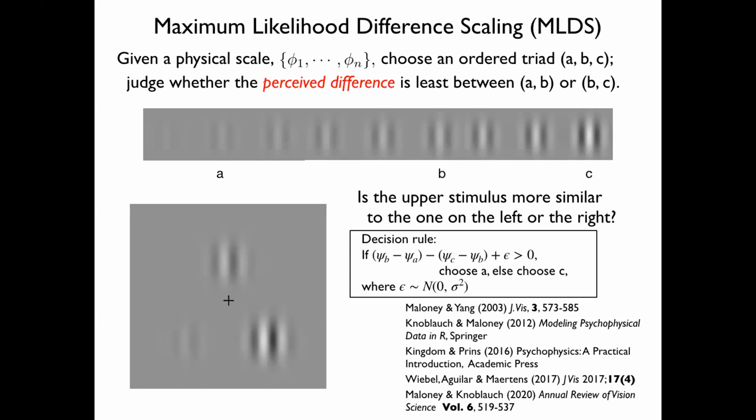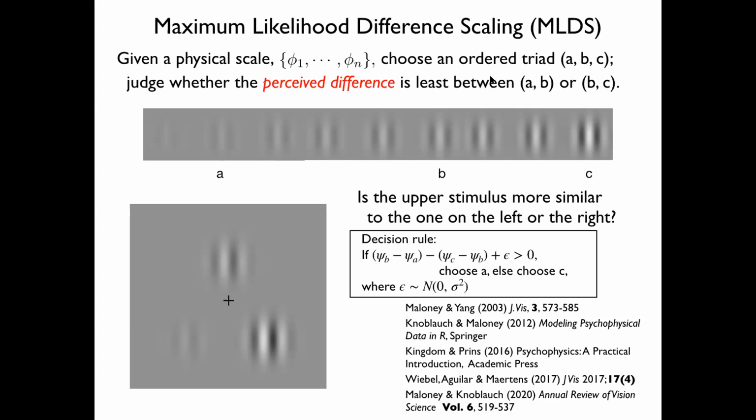Now, to get at this, we used a technique called maximum likelihood difference scaling that Ali referred to. The idea is that you take a set of physical values along a scale, here contrast, you see Gabor functions differing in contrast. And a prerequisite is that you can order them. They're all easily visible, differentiable, discriminable.